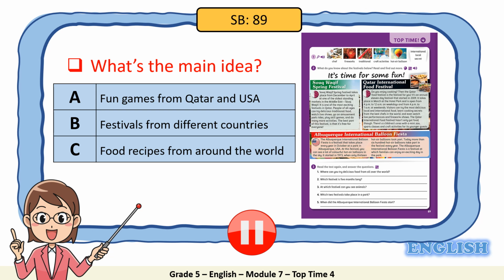Okay, so which one did you choose? A, B, or C? The main idea for our lesson today is festivals from different countries. Good job!